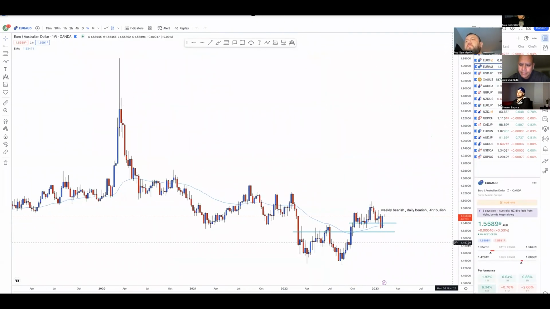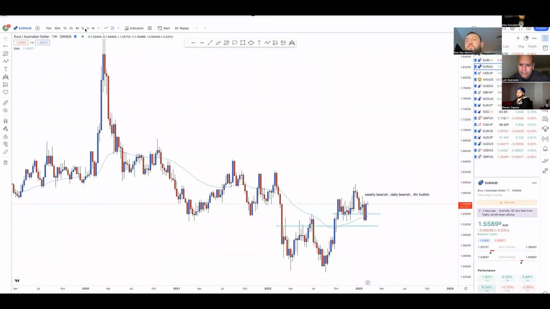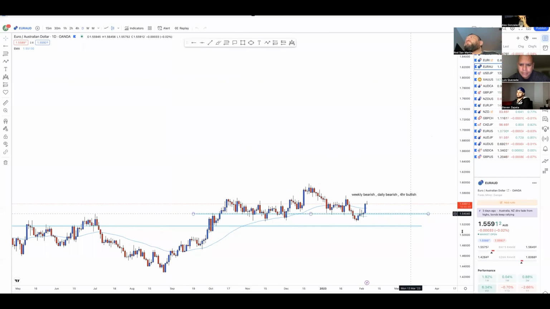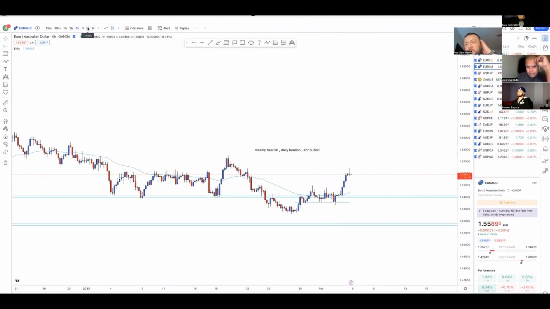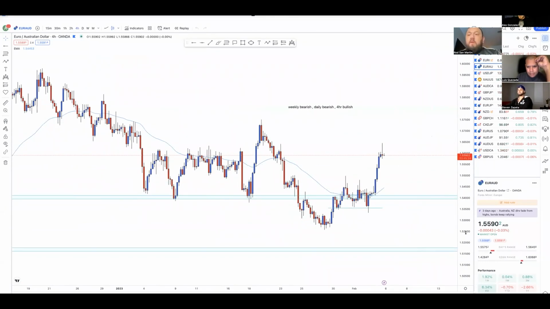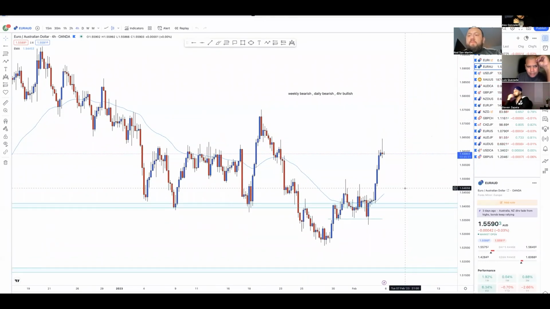Euro AUD, Euro AUD. I don't even remember. I think Euro AUD, we're probably looking for shorts. Yeah, we're probably looking for shorts around here. Oh yeah, so we were looking for shorts on Euro AUD.